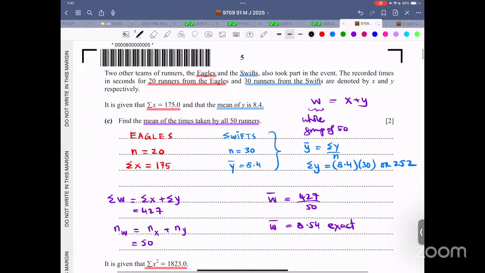Now, in the same question, another twist comes in. This twist is about mean and standard deviation. It says there are two other teams, the red ones and the blue ones. The red ones are the Eagles, the blue ones are the Swifts. The data is given: 20 runners from Eagles and 30 runners from Swifts are denoted by X and Y respectively. Sigma X is 175 and the mean of Y is 8.4. So this is the data that's given.